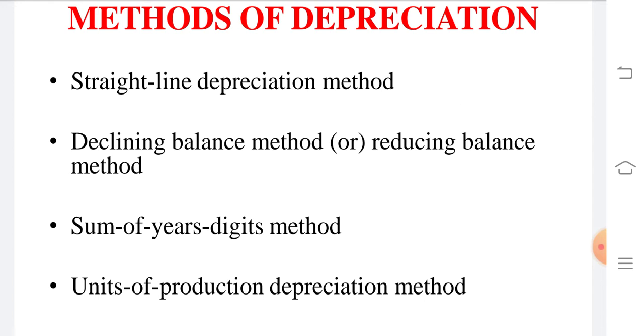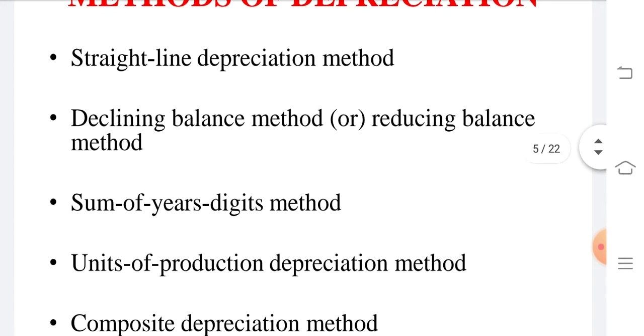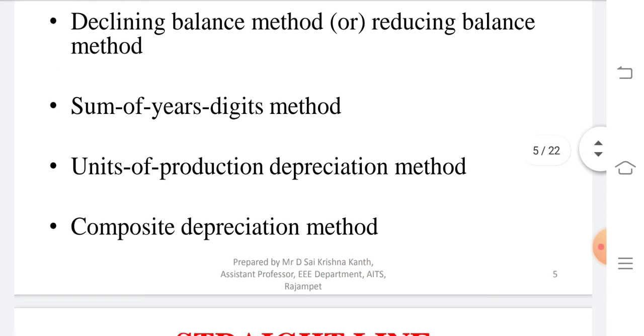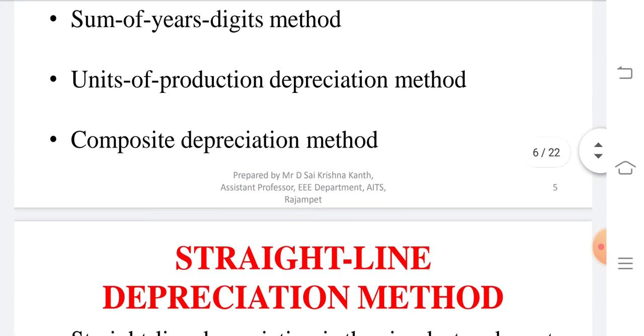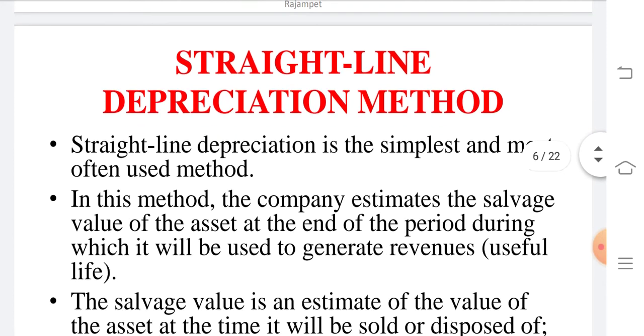Second one, double declining balance method or reducing balance method. Third one, sum of years digits method. Fourth one, units of production depreciation method. And lastly, composite depreciation method. First we shall see the first one, straight line depreciation method.